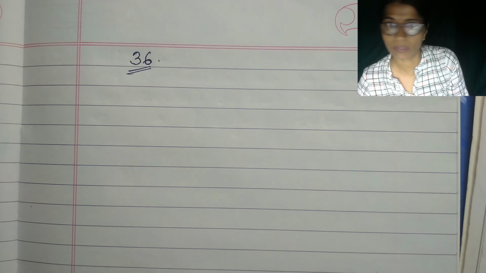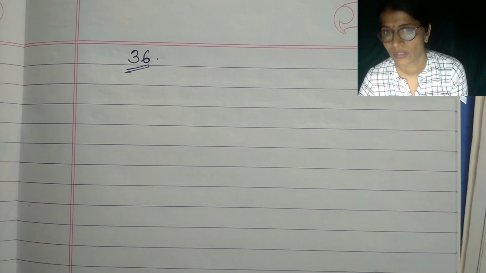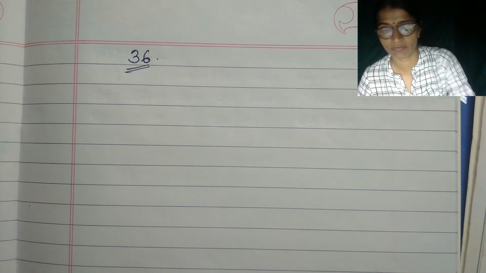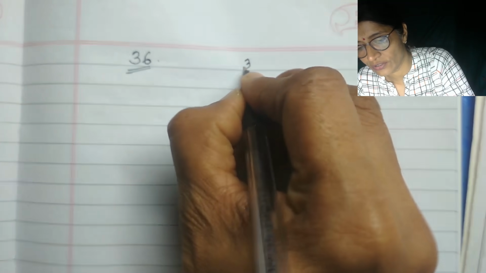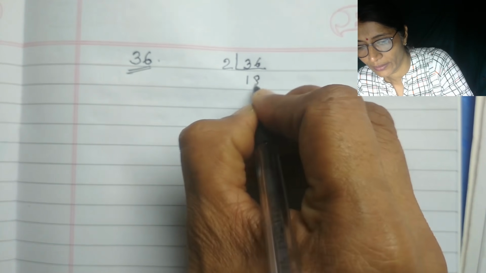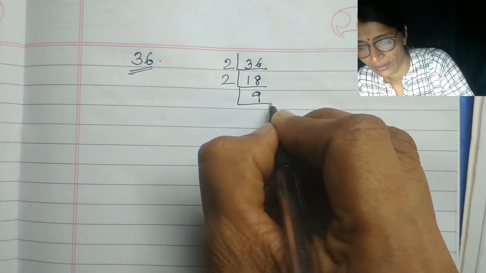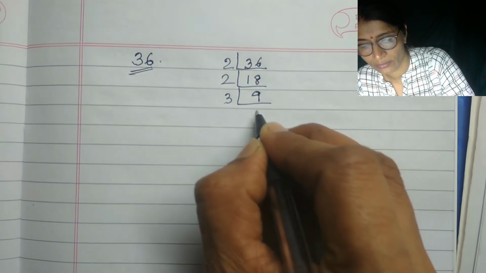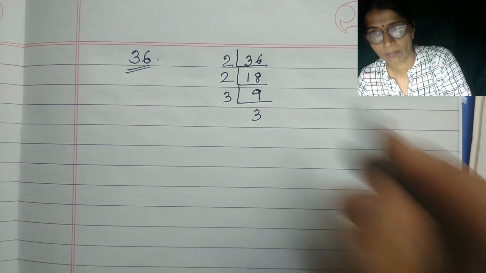It is not a perfect cube because I know 6 6s are 36. It is a square of 6. It is not a perfect cube. Also, we can verify it. It is not a perfect cube by the prime factorization method: 2, 18; 2, 9; and 3, 3. So this is not a perfect cube.